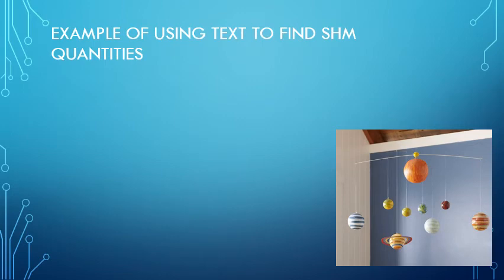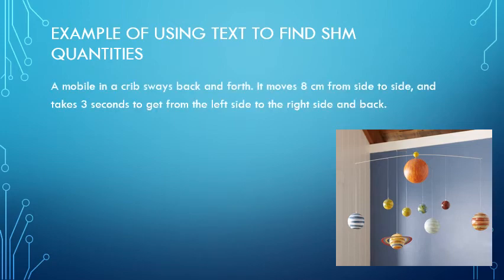So next, let's look at an example of how to use a text to find out those qualities, the amplitude, the frequency, and the period of something in simple harmonic motion. There's a little picture on the right-hand side of a mobile on a crib. It sways back and forth, moves 8 centimeters from side to side, and it takes 3 seconds to get from the left side to the right side and back.